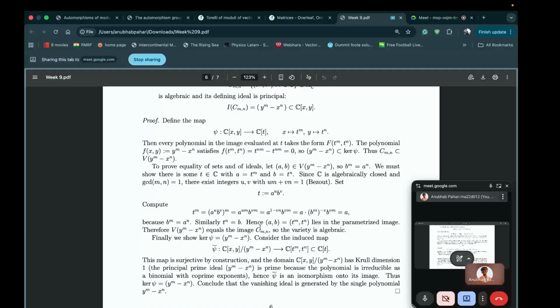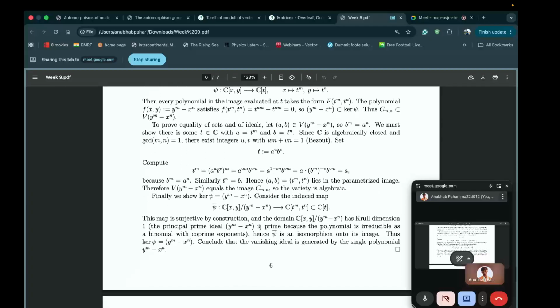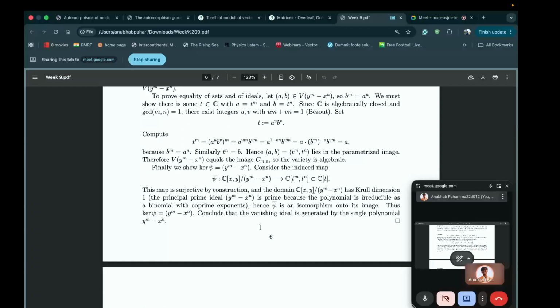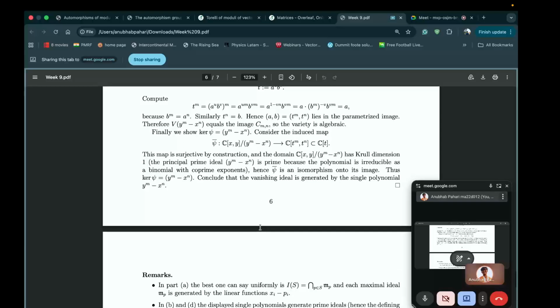Now compute t to the power m, which equals (a to the power u times b to the power v) to the power m, which equals a to the power um times b to the power vm, which equals a to the power 1 minus vn times b to the power vm, and this equals a, because b to the power m equals a to the power n. And similarly you can get that t to the power n equals b, and hence (a,b), which equals (t to the power m, t to the power n), lies in the parametrized image. Therefore V of y to the power m minus x to the power n equals the image C of m,n, so the variety is algebraic.